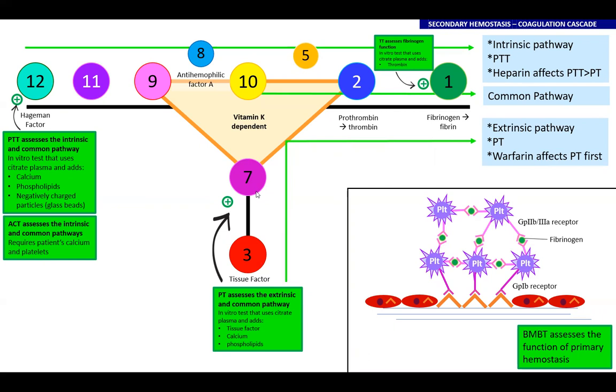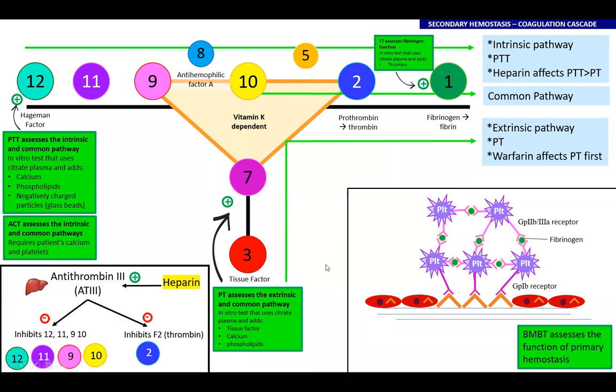And then a couple other things with heparin, if I can get that to come up. There it is. So heparin enhances the function of antithrombin, which inhibits 12, 11, 9, 10, and thrombin, or factor 2. So heparin makes that antithrombin work better, and so you have increased inhibition of 12, 11, 9, 10, and 2. And this affects the intrinsic pathway more than the extrinsic pathway.